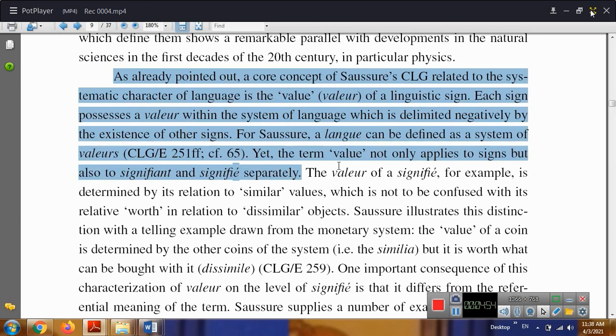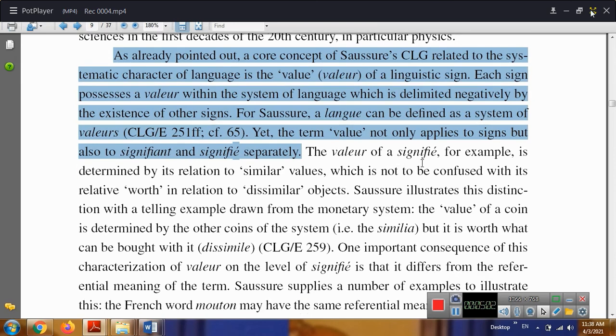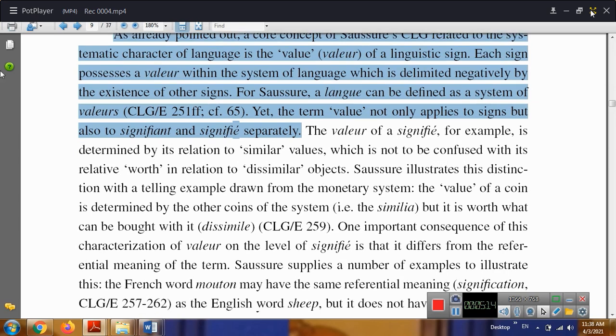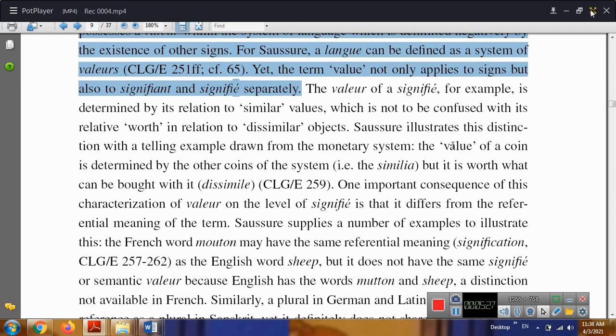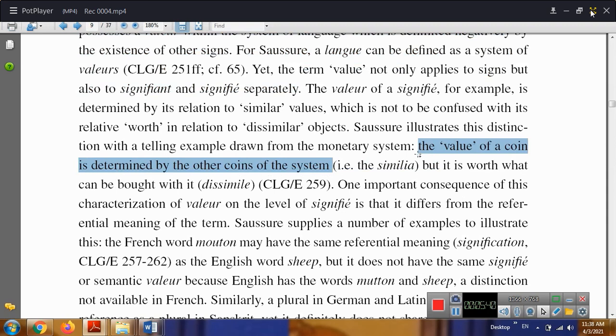Another concept which was important for Saussure was value. It means that each sign has its value, which is different from the value of other signs. The value of a signified, for example, is determined by its relation to similar values, which is not to be confused with its relative worth in relation to dissimilar objects. Saussure illustrates this distinction with a telling example drawn from a monetary system. Here we want to explain the term value based on the monetary system. The value of a coin is determined by the other coins of the system, but it is goods that can be bought with it.